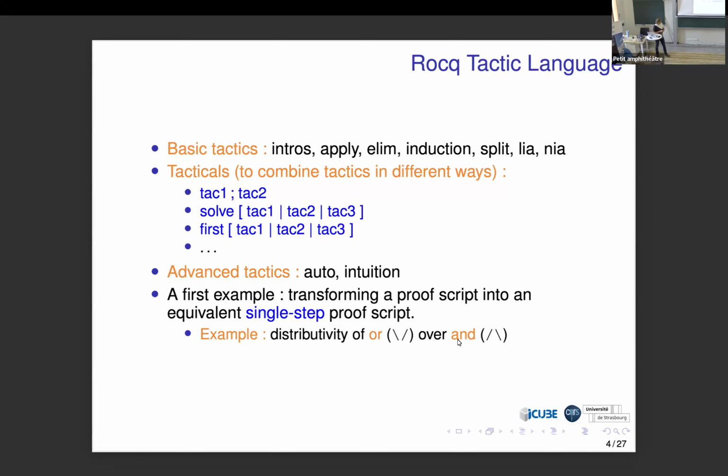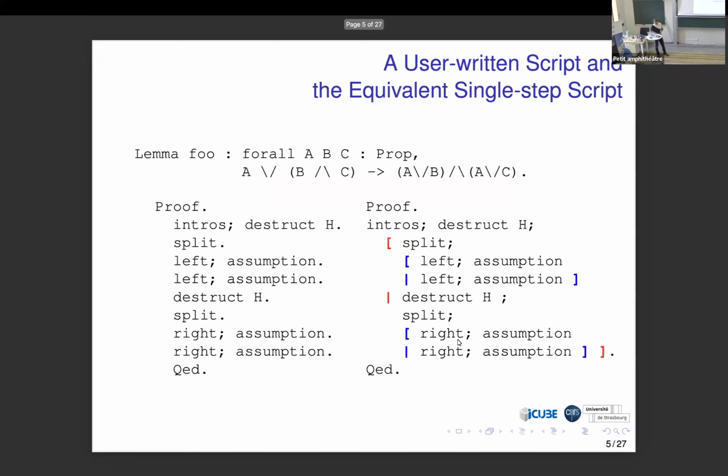But it's to transform a proof script into an equivalent single-step proof script, which means you have a proof script with like 10 lines of proofs, and you want to do it in one line using the semicolon, the brackets, and the string. So the example is a simple one. It's distributivity of or over and.